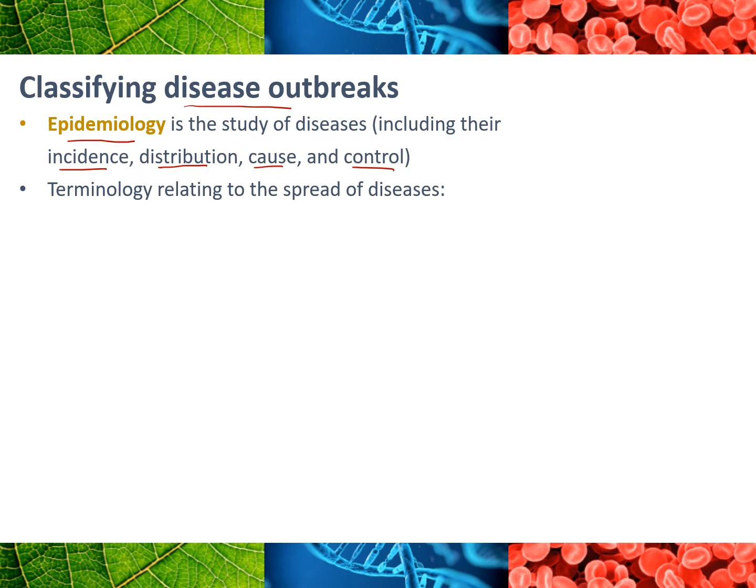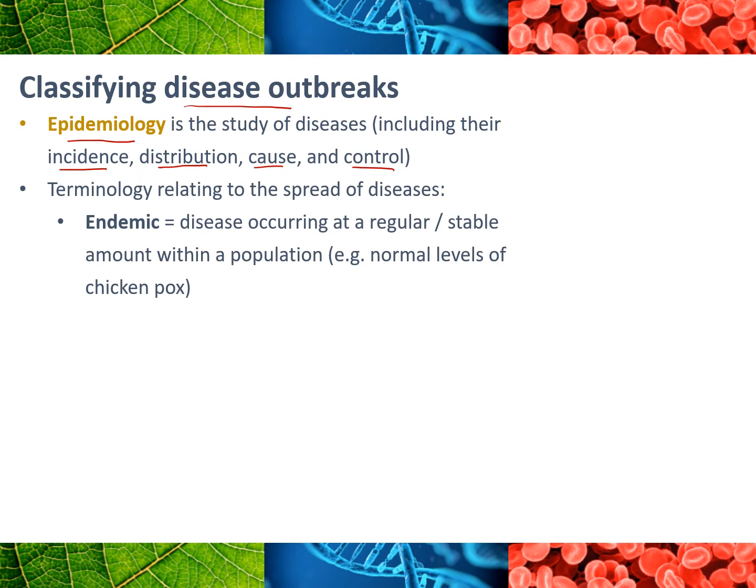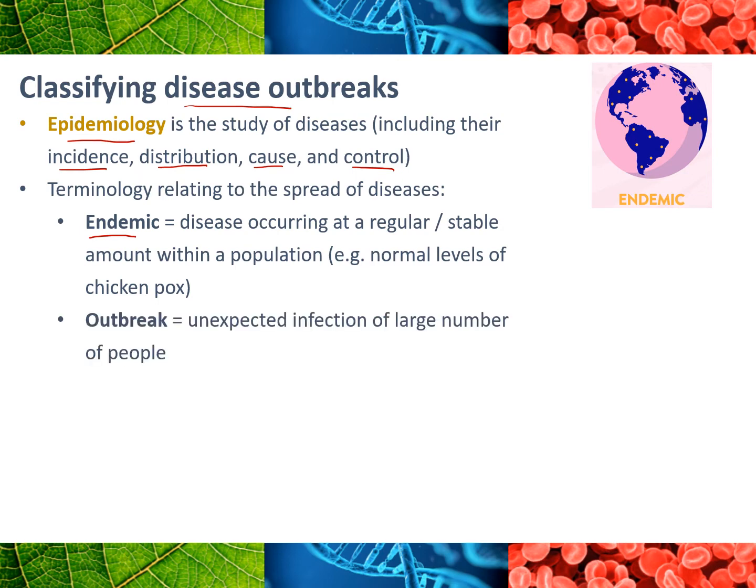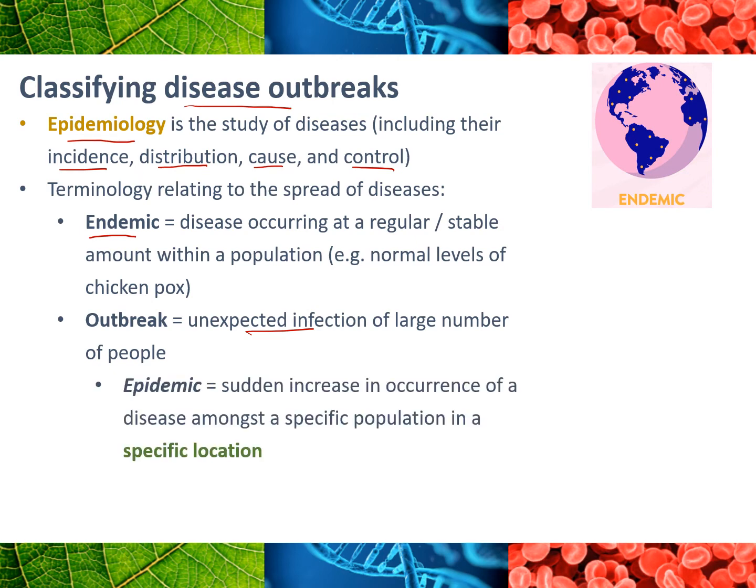Some specific terms that you need to know the definitions of. If a disease is considered endemic, that is the term we use for a disease which occurs at a regular or stable amount. For example, having just normal levels of chickenpox. It's not something that has been eradicated, but there are certain levels of it that we consider to be endemic. That generally means that it's controlled enough that it can be treated and managed and not overwhelm systems. And then outbreaks are when you get an unexpected infection of large numbers of people. Again, we are very familiar with the term outbreak at the moment.